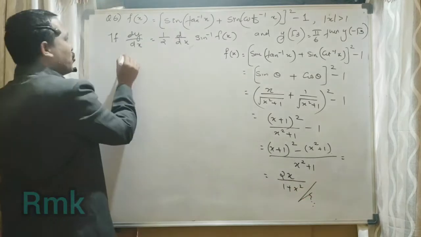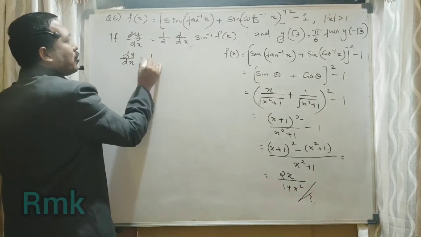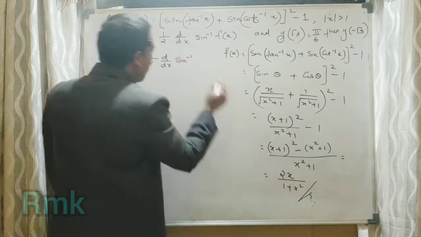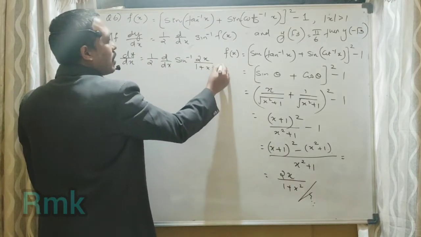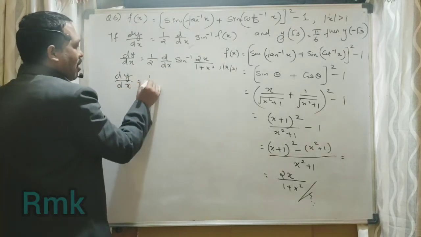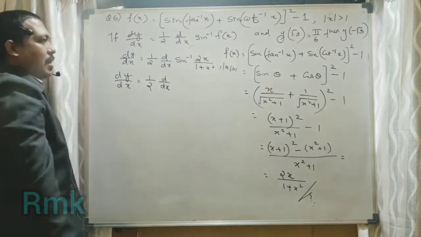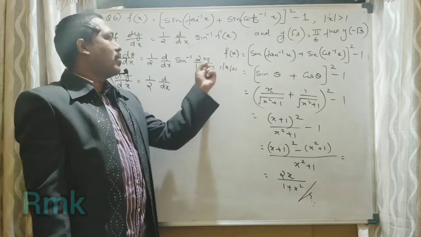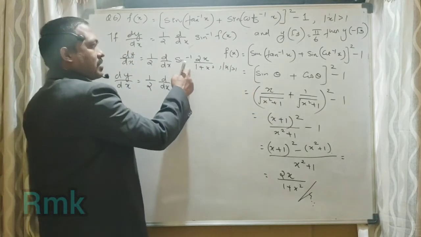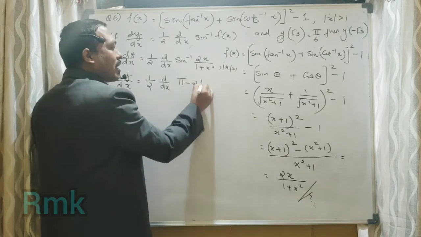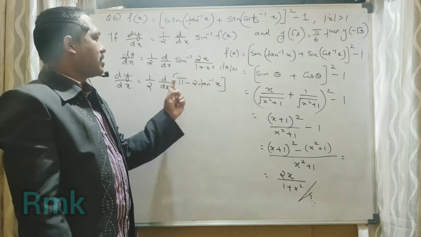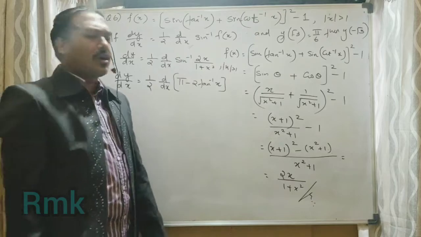2x by 1 plus x square, into dy by dx is half into d by dx of sin inverse f of x. Our f of x is simply 2x by 1 plus x square. That is, dy by dx is equal to half into d by dx of: when modulus x less than 1, sin inverse 2x by 1 plus x square is 2 tan inverse x. When modulus x greater than 1, this sin inverse is pi minus 2 tan inverse x.